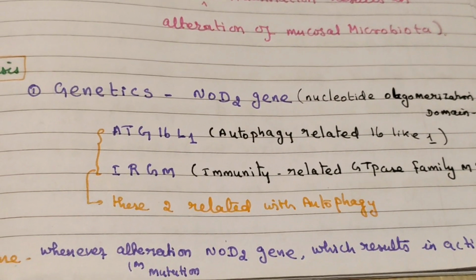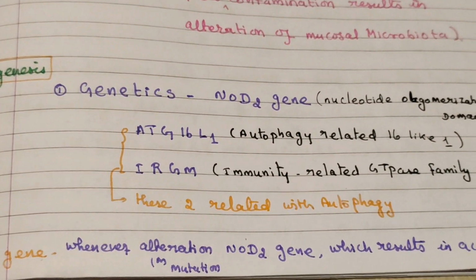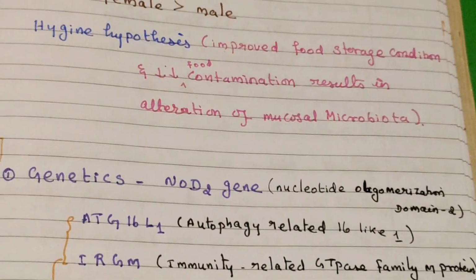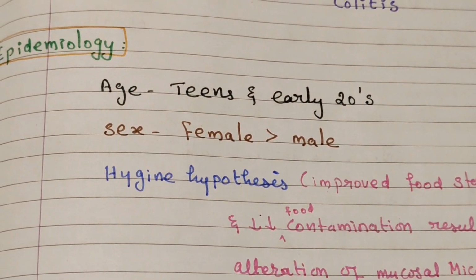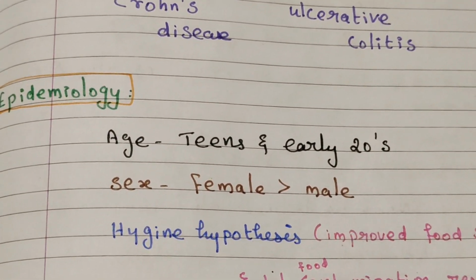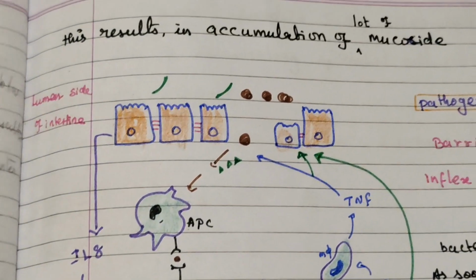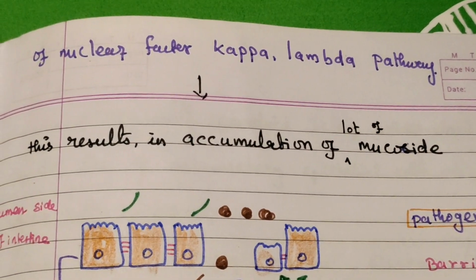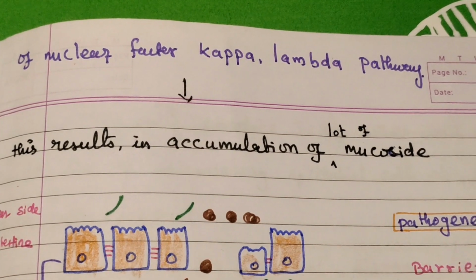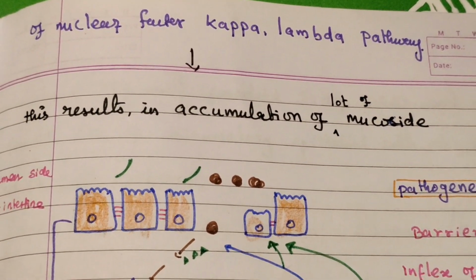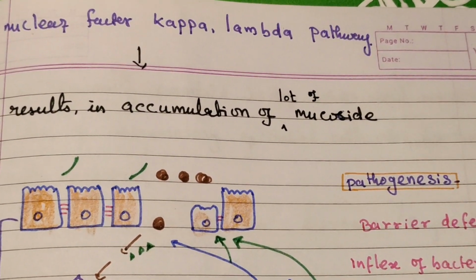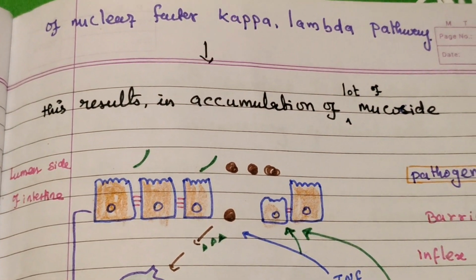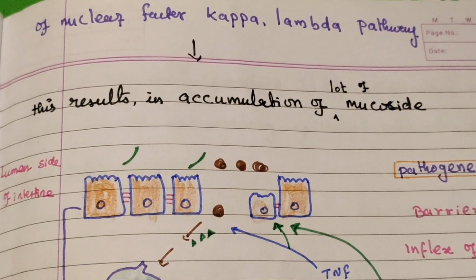Then the NOD2 gene: whenever there is a mutation or alteration, it results in activation of the nuclear factor kappa B pathway. Activation of the nuclear factor kappa B pathway results in accumulation of a lot of mucosal inflammatory mediators.